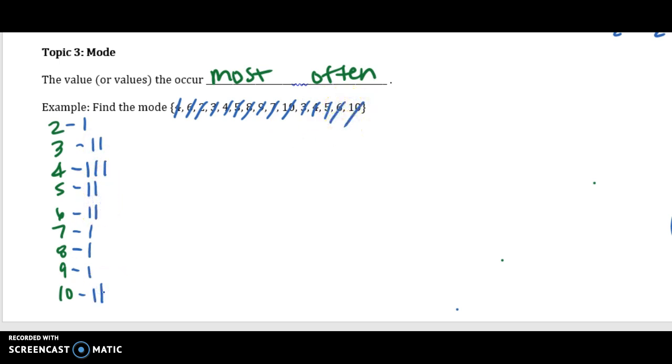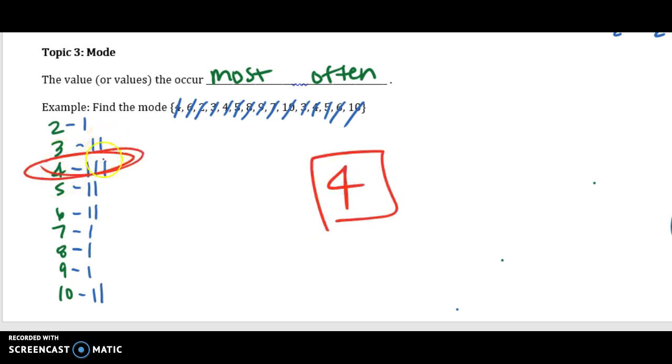Okay, so you're looking at the mode, you're looking at the number that happens most often. In our case, the number that happens most often is 4, because there are 3 of them. There are 2 3s, 2 5s, 2 6s, and 2 10s, but the number that happens most often is 4.